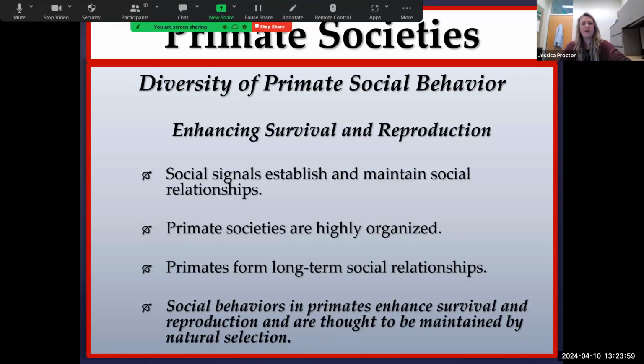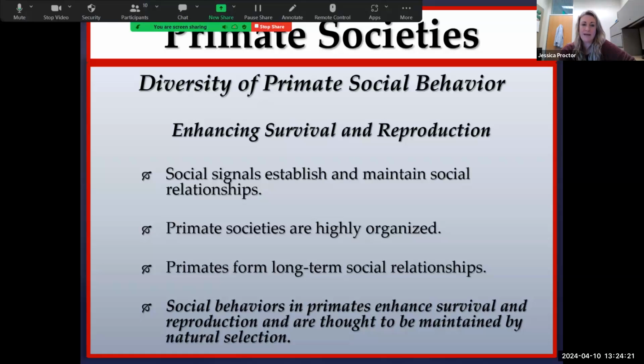All right, so let's talk a little bit about primate society. So essentially, how do primates organize themselves? How is that influenced by natural selection? How is that influenced by our evolutionary past? And essentially, why do we care? Why is this important to us? Why are primate societies important to us in a class on humans?